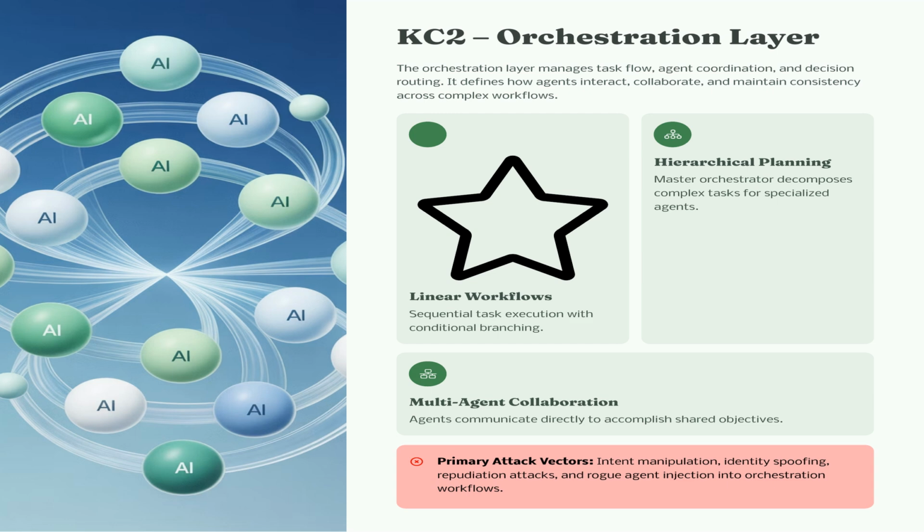Linear workflows allow for straightforward task execution, while hierarchical planning enables a master orchestrator to break down complex tasks for specialized agents. Additionally, multi-agent collaboration allows agents to communicate directly to achieve shared objectives. However, it's important to be aware of potential vulnerabilities such as intent manipulation and identity spoofing, which can disrupt these workflows. Next, we'll delve into the critical roles of reasoning and planning in empowering agents to tackle complex problems effectively.